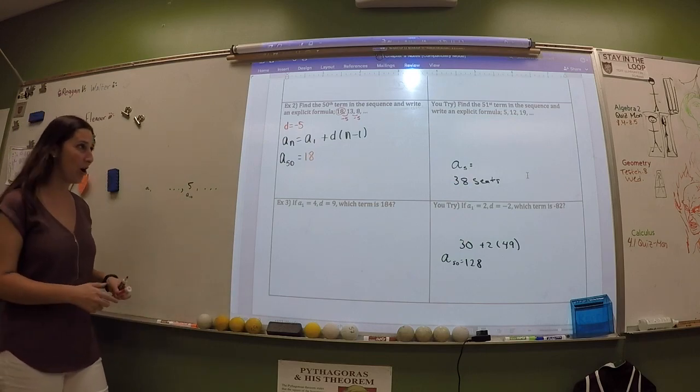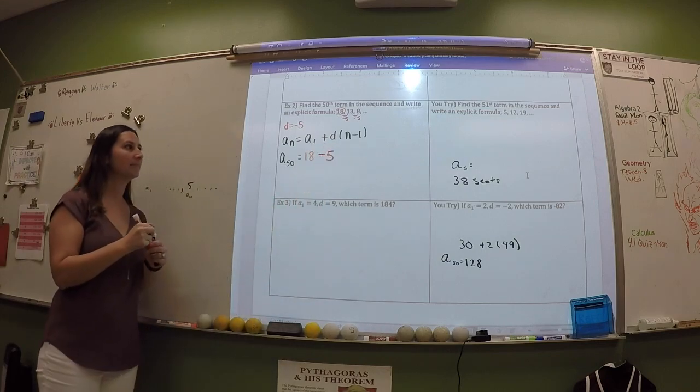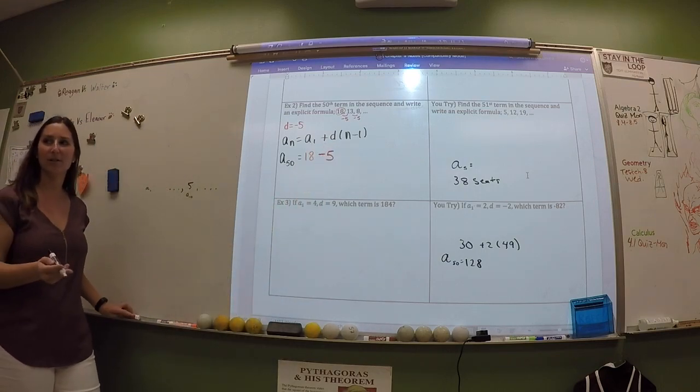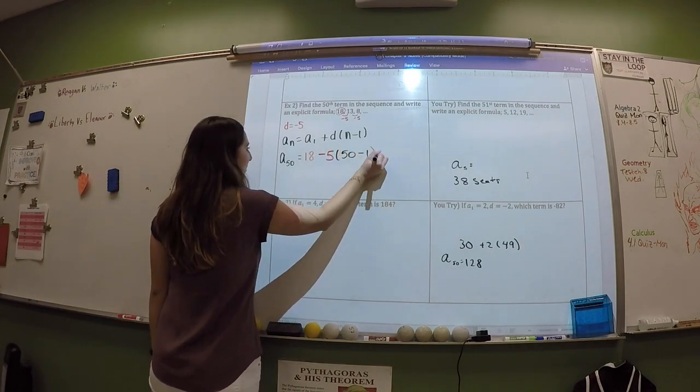So you can't go back in time. Our common difference is negative 5, so we're gonna do minus 5. Can it be plus negative 5? I know, but that's awkward, so I just left out the plus. And then we're gonna do this 50 minus 1 times.